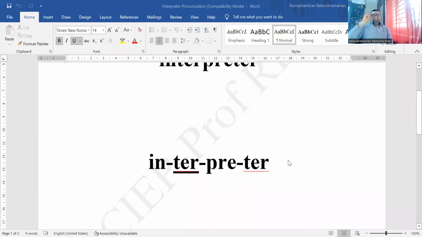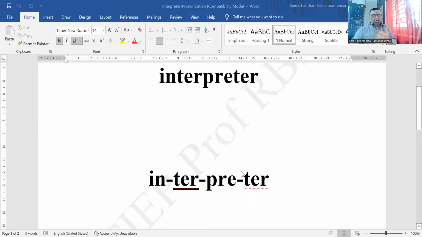Now let me share screen with you so that you can see. Just a minute. Share screen. There we are. So wonderful. This is the word interpreter. And actually, you can weaken these syllables even more. For example, let me weaken it even more. Interpreter. So the final R is not pronounced.